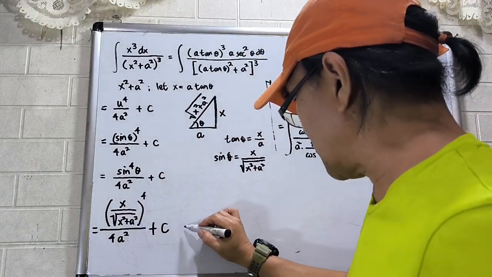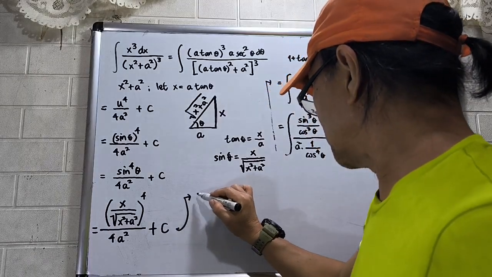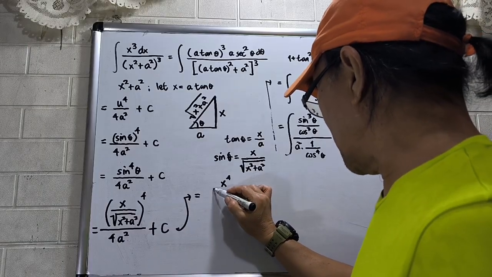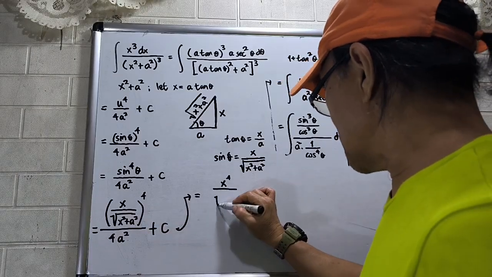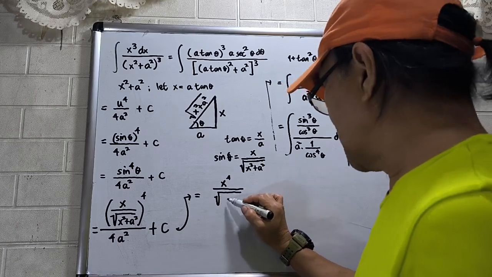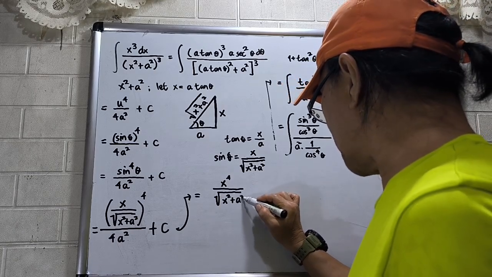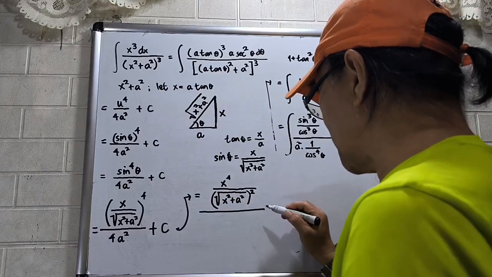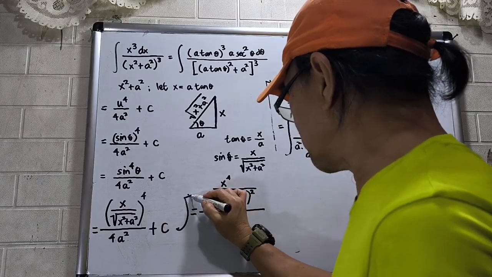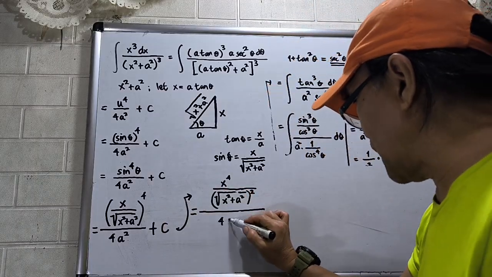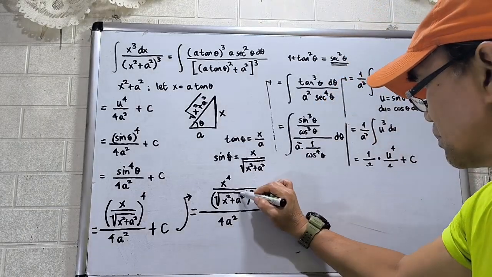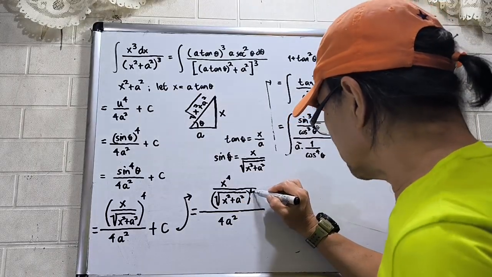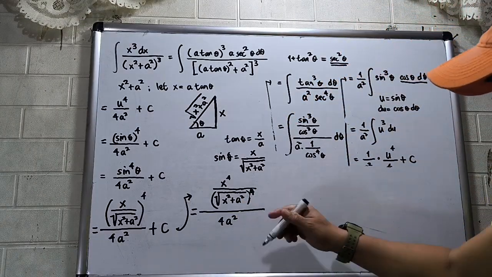So meaning this will be equal to x to the fourth over the square root of x squared plus a squared to the power of 4. Then this will be over 4a squared. Sorry, this is to the power of 4. I'm wrong. Okay? So let us do this one in algebra.